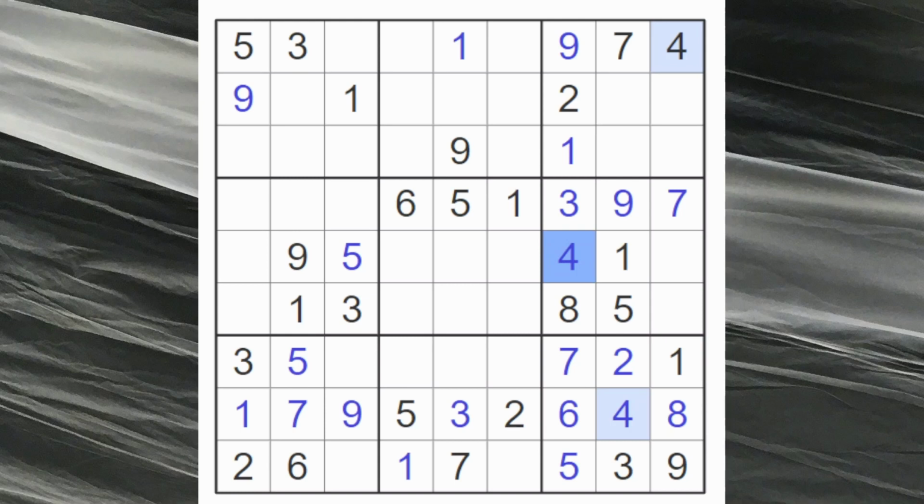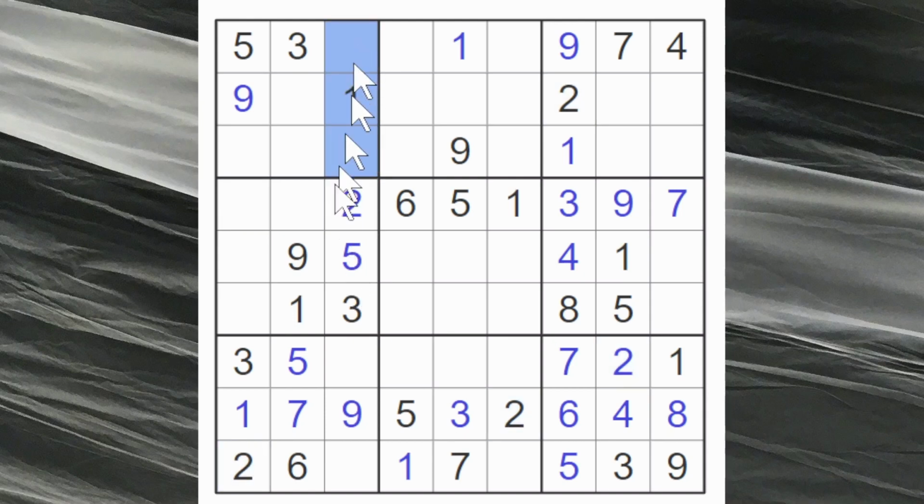That was kind of neat, I think. So as we recall, these two squares must be a 4 and an 8. Therefore, this square cannot be a 4 and it cannot be an 8. The other digit that we needed for this row here is a 2. So it's got to be a 2.